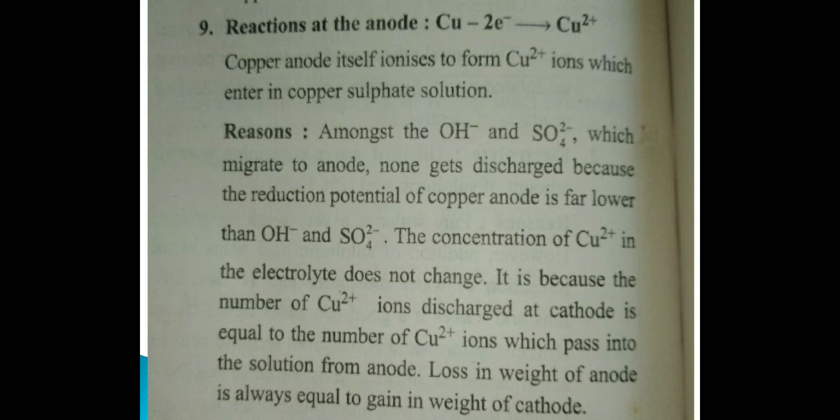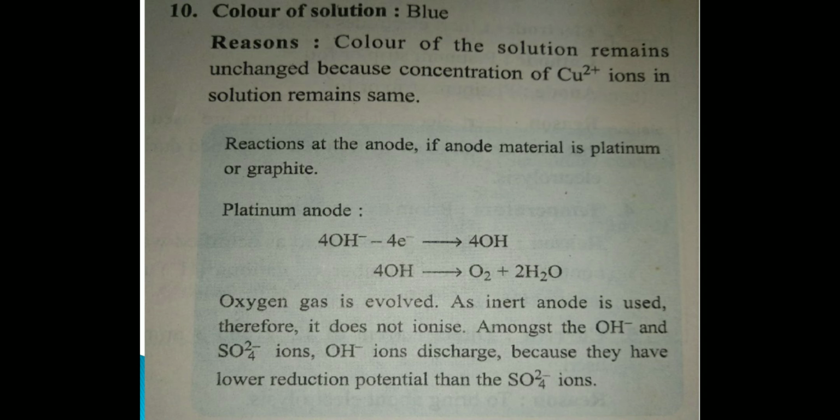The concentration of copper ions in the electrolyte does not change. It is because the number of copper ions discharged at the cathode is equal to the number of copper ions which pass into the solution from the anode, since the anode is made up of copper and it is an active electrode, and it takes part in the process of electrolysis. Loss in weight of the anode is always equal to gain in weight of the cathode.